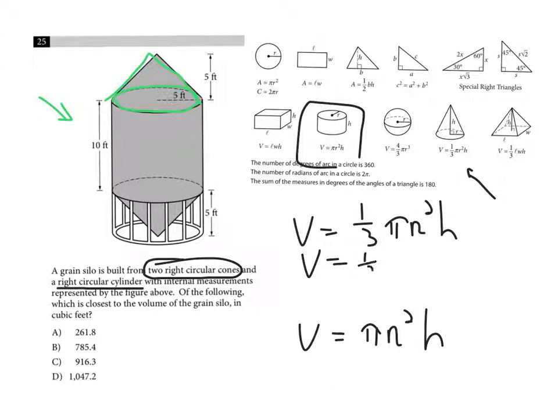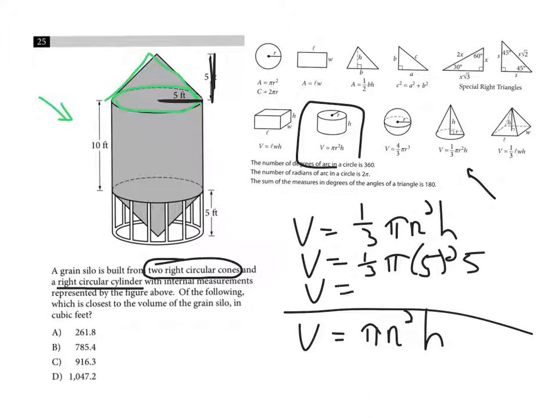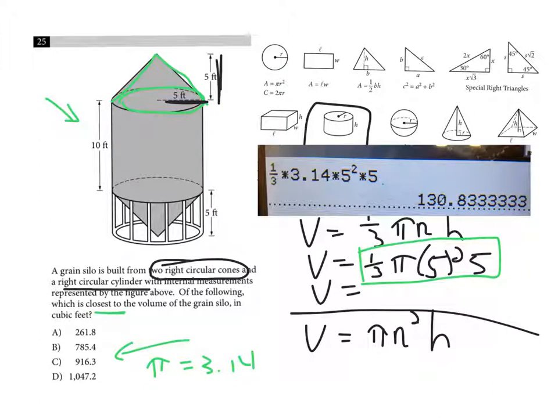So for the top right circular cone, so this portion right there, the volume is going to be equal to 1/3 pi, and here the radius they're telling you is 5, so it's going to be 5 squared, and the height they're also telling you is 5. So here the volume is going to be equal to 1/3 pi 5 squared times 5, and it looks like they're giving you decimal form, so we're going to use pi is equal to 3.14 because the question says which is closest to the volume. So here it looks like the volume of that top right circular cone is going to be 130.8.